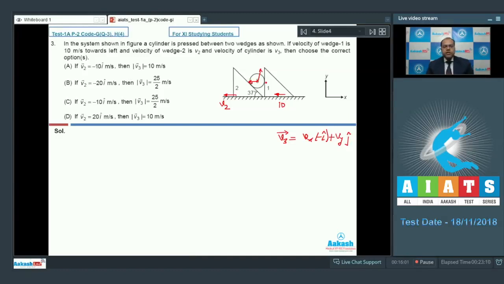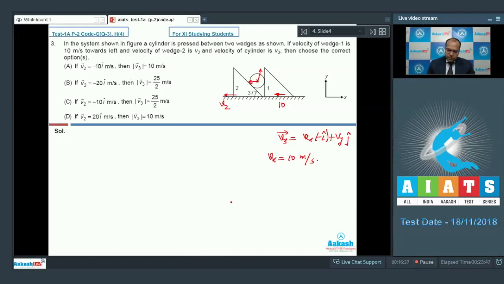So if the contact between wedge 1 and the cylinder is intact, then the perpendicular component of the relative velocity of cylinder with respect to wedge 1 is always 0. So from this, I can say that the value of Vx must be equal to 10 meter per second.